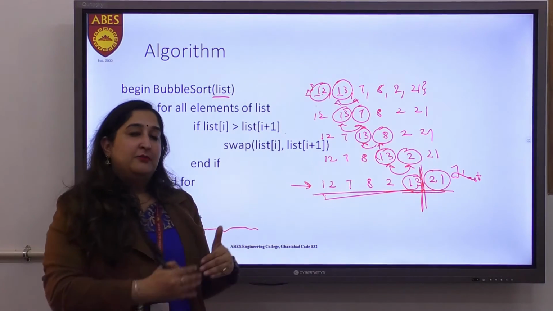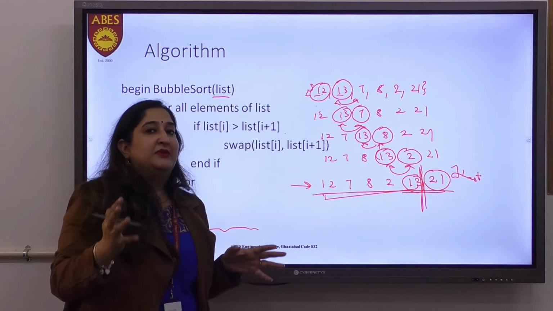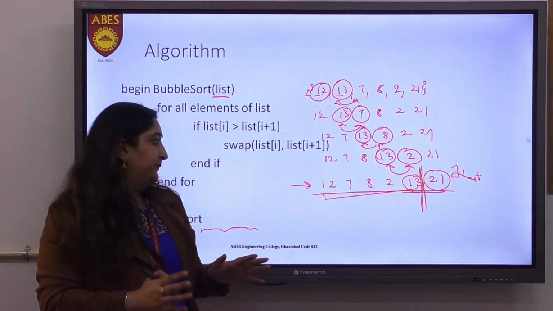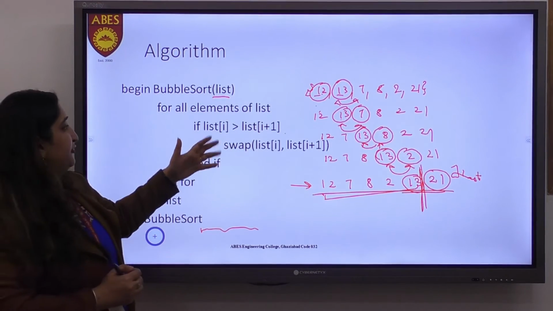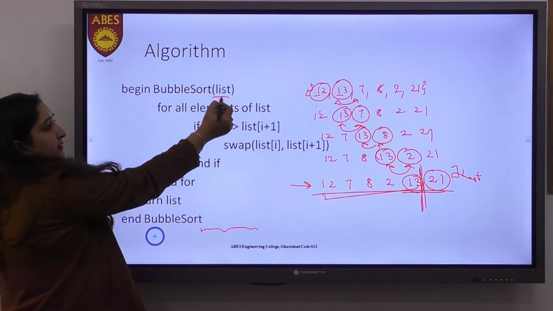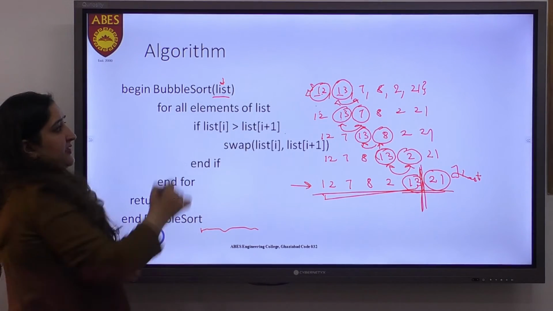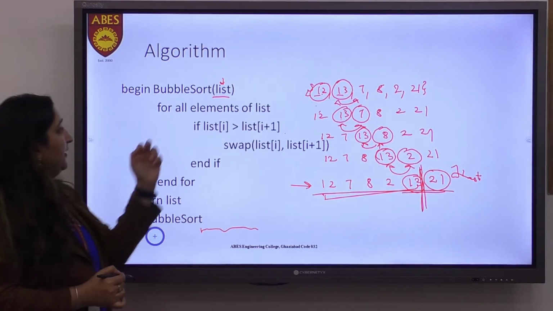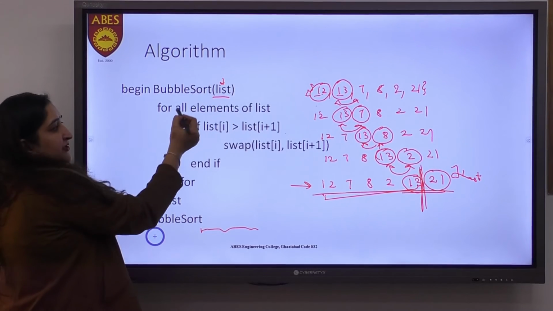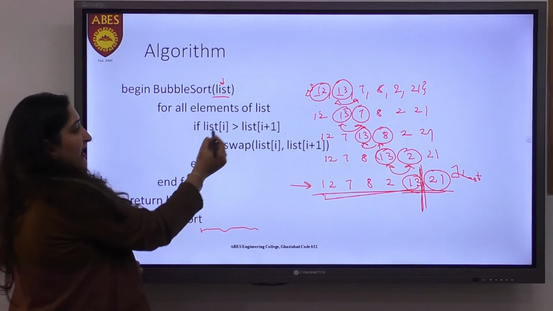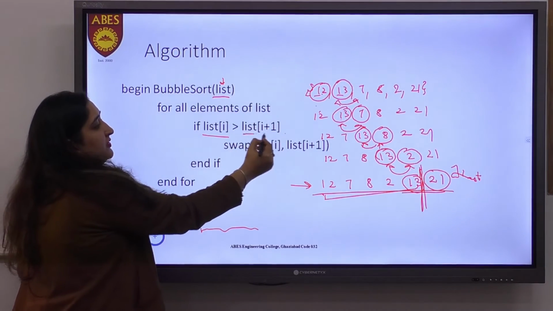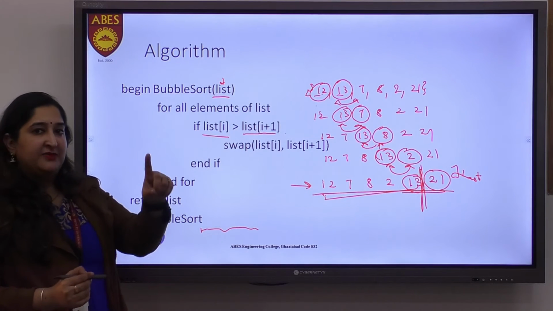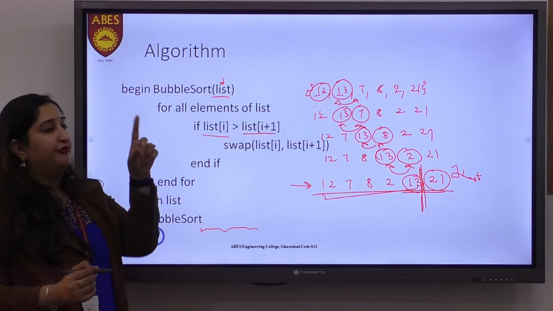I am creating a wall because after that wall, all the elements are in sorted order. So the simple algorithm for this is, I am taking the list, that means these are the elements I am taking into that. For all elements of the list, I have to match the first and second element, second and third element, third and fourth element.